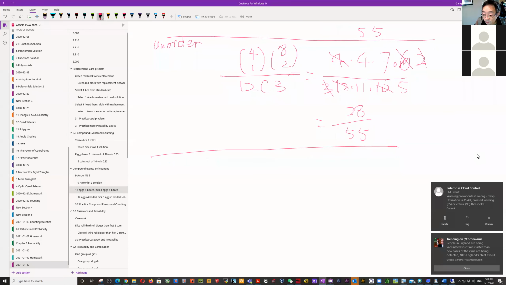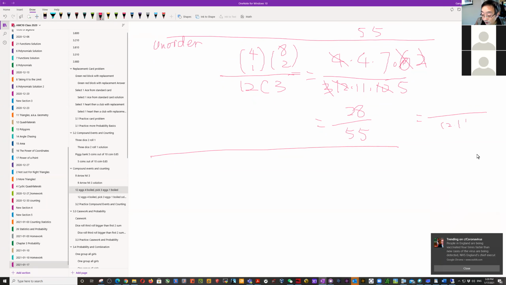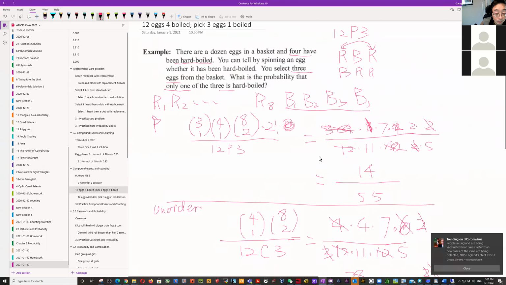Let me try to do it again. So basically this is 12, 11, and 10, 4, 4, 7, and 6. And so this going to be 2. This going to be 2. This going to be 5. So 28 and 55. I think this might be right.